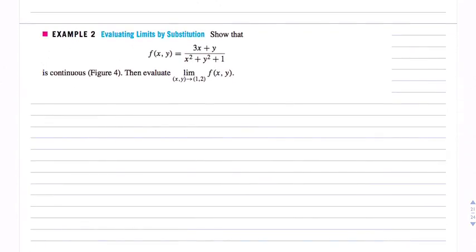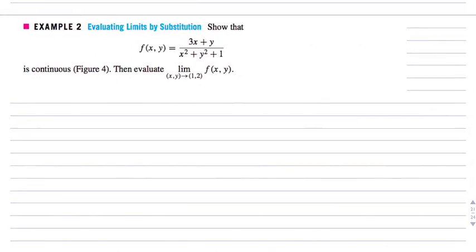So let's see. For the denominator to be 0, we would ask: is x squared plus y squared plus 1 ever 0? You can think about this intuitively. Any x that you plug in squared is going to be greater than or equal to 0. Any y that you plug in squared is going to be greater than or equal to 0, and then 1 is positive. So you have something that's always greater than or equal to 0, another thing that's always greater than or equal to 0, and another thing that's always positive.